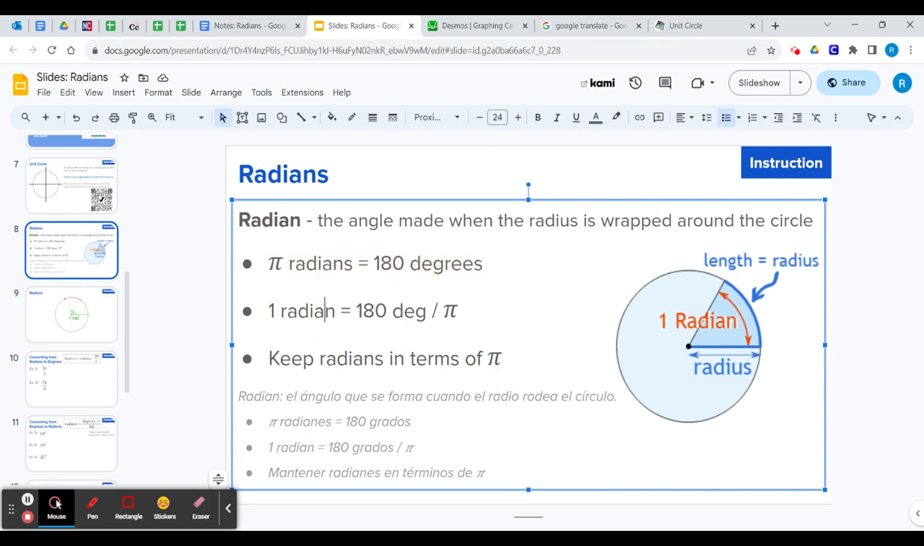So if we wanted to convert some stuff, which we will in a second, we're going to use this idea that 1 radian equals 180 degrees divided by pi. And the last thing you'll see is since we are connected to pi here, most of the time when you see radians, we're going to keep it in terms of pi. And you'll see what I'm talking about once we get to examples 3, 4, 5.